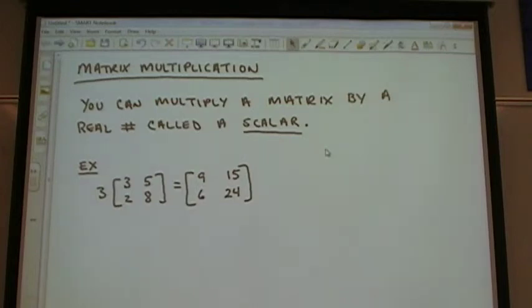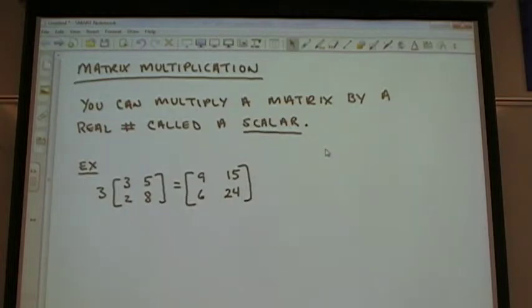Matrix multiplication. This can be a little tricky when we get into actually multiplying two matrices together. But we start out with multiplying scalars, and scalar is defined for you right there. You can multiply a matrix by a real number called a scalar. So in the example below, what's your scalar?